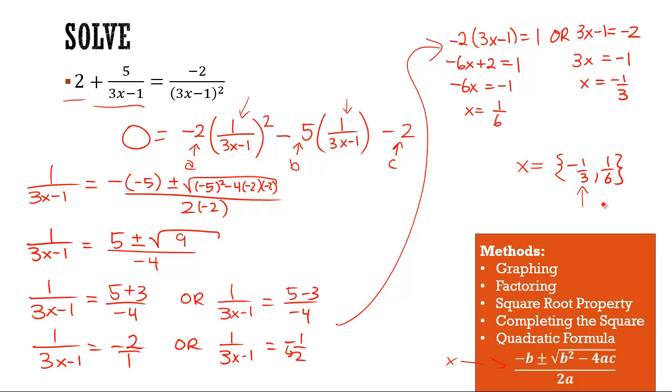Now, you always want to just double check, especially when you have variables in the denominator. Make sure that your variables do not make your denominator 0. In this case, 1/3 would make it 0, but negative 1/3 doesn't, so we're fine.